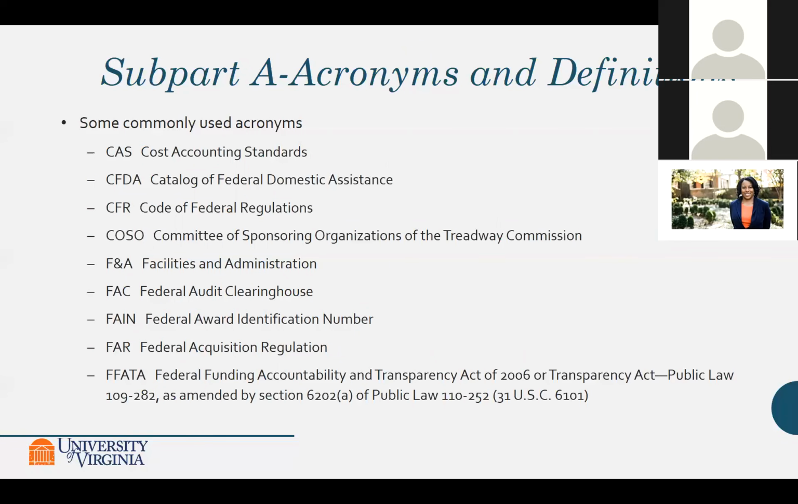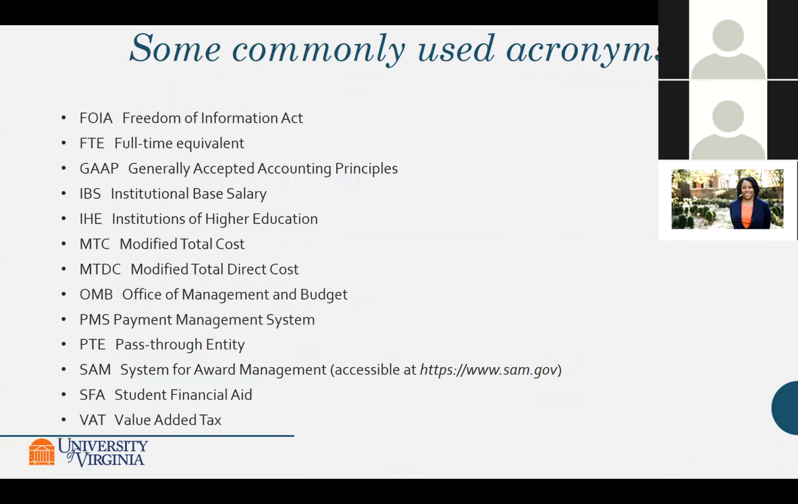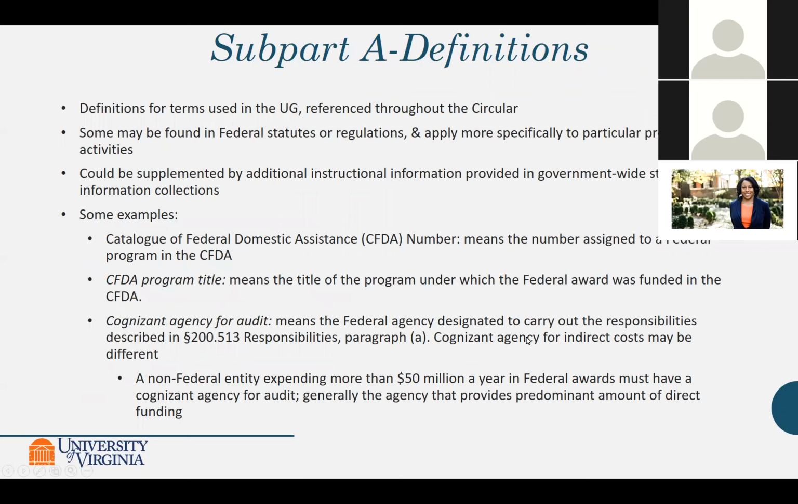So acronyms and definitions, I'll let you read most of these things for yourselves. A lot of them are going to be familiar to you, such as F&A or the FAR, Federal Audit Clearinghouse, IBS, Institutional Based Salary, MTDC, OMB, Payment Management System, that's where we draw down funds. It's the HHS website, PTEs, pass-through entity, SAM.gov. And then there's a whole host of definitions.